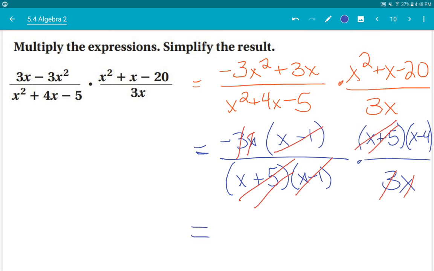So our final answer here is going to be negative x minus 4 over, do we have anything there in the denominator? No, everything canceled out. So it's just going to be negative x minus 4. Since the denominator is 1, we do not need to include a denominator anymore because it pretty much just became a whole number. So negative x minus 4 is your final answer.